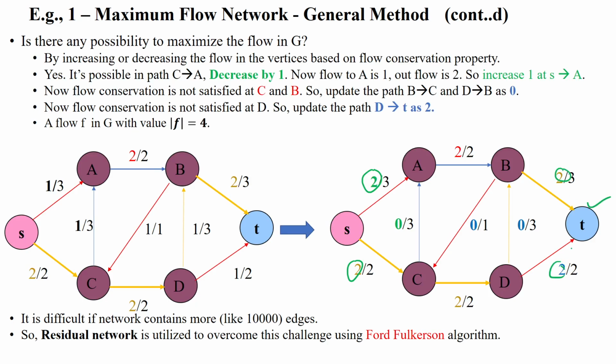If the network has a small number of edges, then it is easy to increment or decrement. Suppose I have 10,000 routes or edges in the road infrastructure, then it is difficult to solve this problem by using a generalized method. So we have to use a residual network to overcome this challenge by using the Ford Fulkerson algorithm.